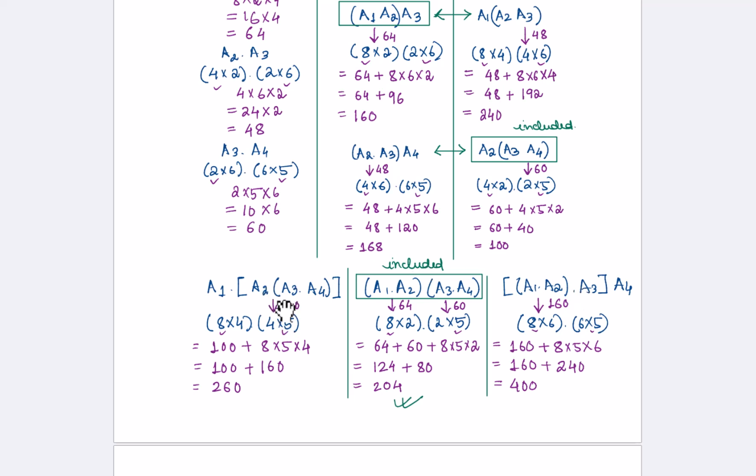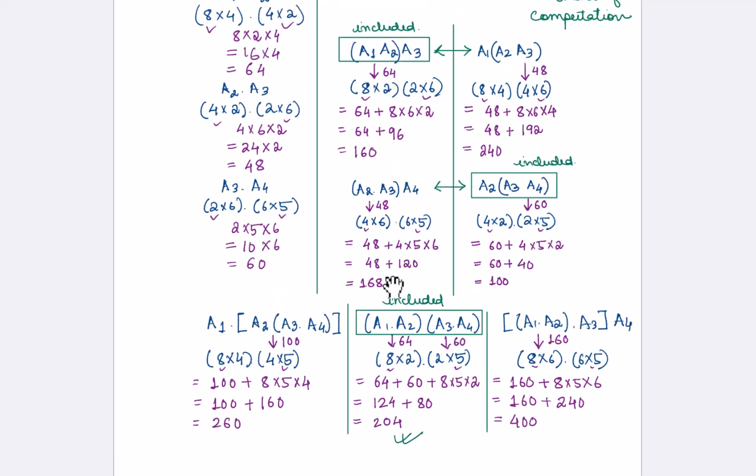Okay. So here we have 100 steps with us, and so 100 is written. Again, we also know that the dimension that comes after this calculation is 4 into 5. So I have written 4 into 5, and A1 we already know is 8 into 4. So 8 times 5 times 4 will give you 160, and 100 is already there. So it is 260.